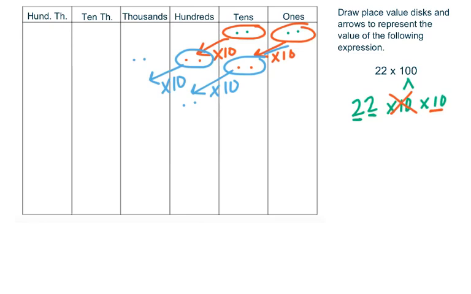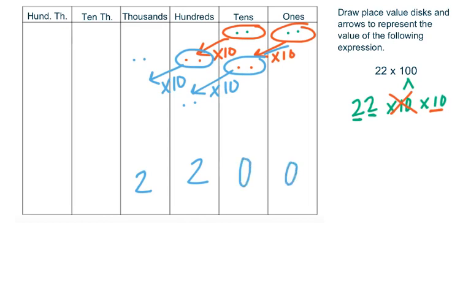Now, if we look at my times 10 times 10, I've now moved twice in each place value. So I moved my 2 in the tens 2 place values, and I've moved my 2 in the ones 2 place values. So my final answer should be, I now have 2 in the thousands, I have 2 in the hundreds, I have nothing in the tens, and nothing in the ones.